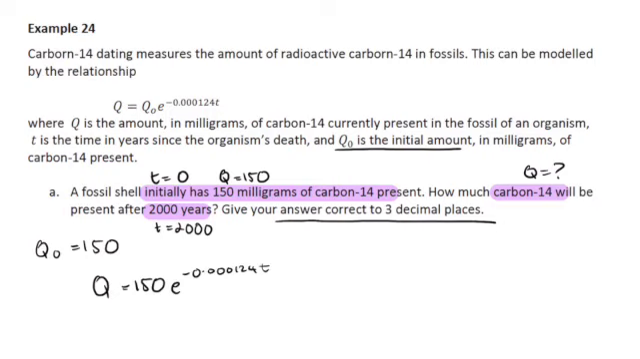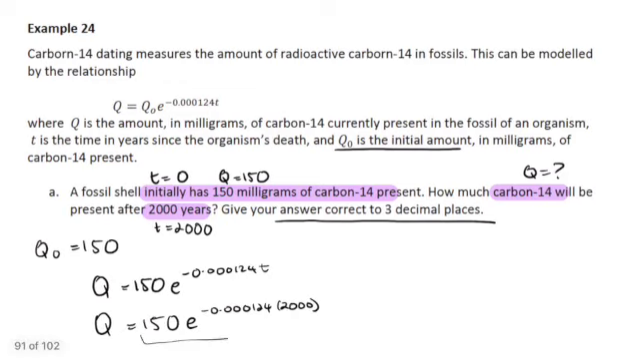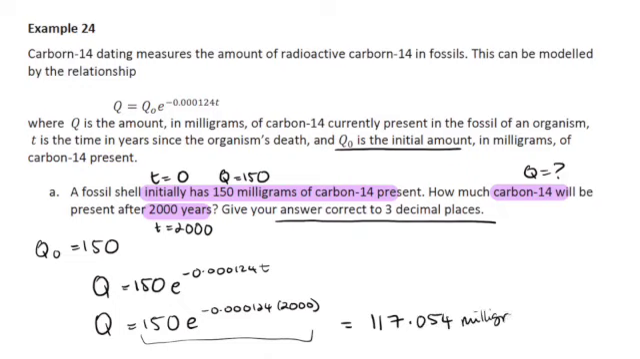And now we're going to sub in the information that we know. We actually don't know what Q is. However, we do know that we want it to be after 2,000 years. Now, at this point, these are all numbers, so we can't rearrange or anything, we can just put that straight into our CAS calculator. So we get 117.054 milligrams.